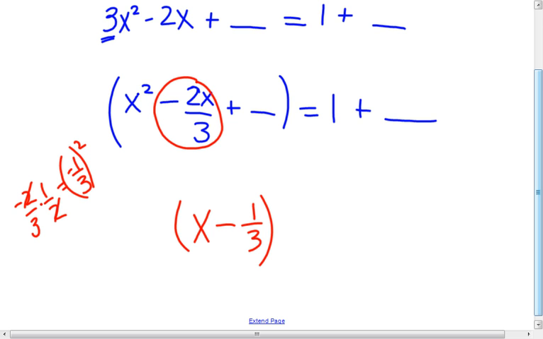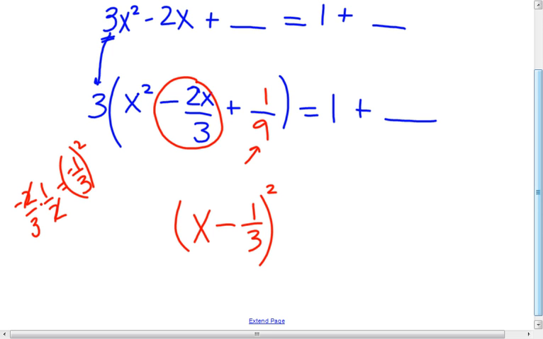And when I square negative 1/3, negative 1 squared is 1. 3 squared is 9. So I get 1/9 right there. I square that number, and that's what goes right here. And you know what? I realized I didn't bring this 3 down. I pulled a 3 out of here, and I think I erased it accidentally.